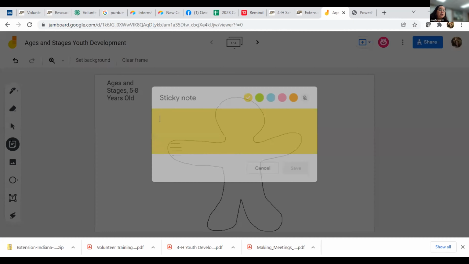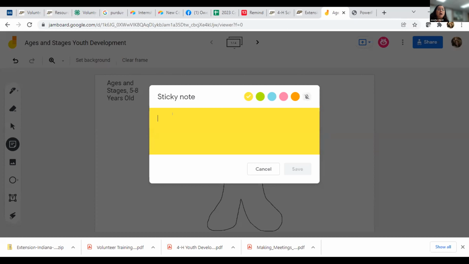If I wanted to use a sticky note, I might say, what about their thinking? What are some typical characteristics intellectually for 5 to 8-year-olds? If you think about those kids in that age group, they're very concrete, right? Concrete thinking. They don't do a lot of abstract stuff. You've got to be pretty literal with these kids. So that might be an example.